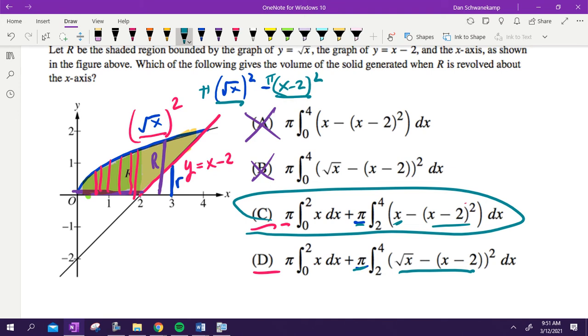Yes, ma'am? Nah, it wouldn't work like that. You would FOIL it. If you had that whole thing in parentheses like it is here, you would FOIL it, which would not get you the same thing. That's why we square each thing individually. Other questions here?